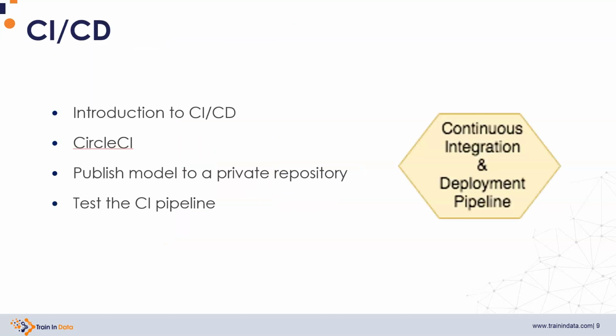We will then add a layer of continuous integration and continuous deployment. So we will start the section by introducing what continuous integration and continuous deployment are, and what tools are available to you to introduce them. We're going to introduce CircleCI, which is the platform that we will use in the course. And then we're going to publish the model to a private repository and test the continuous integration pipeline.